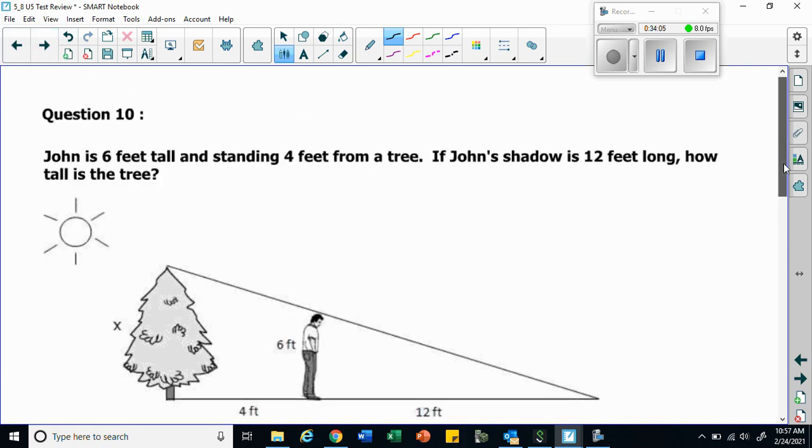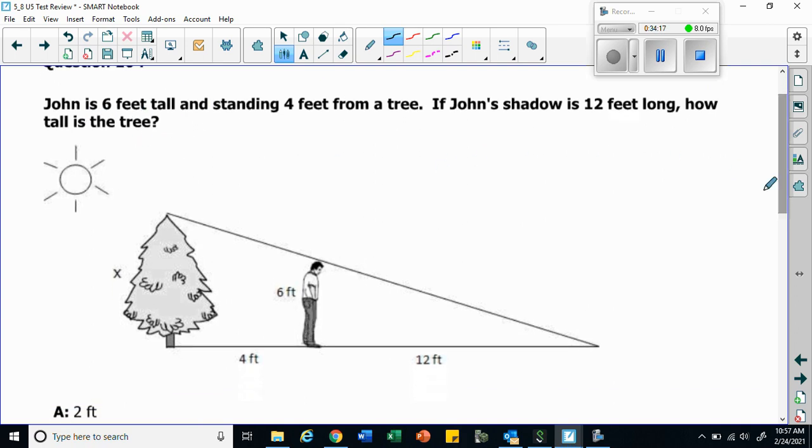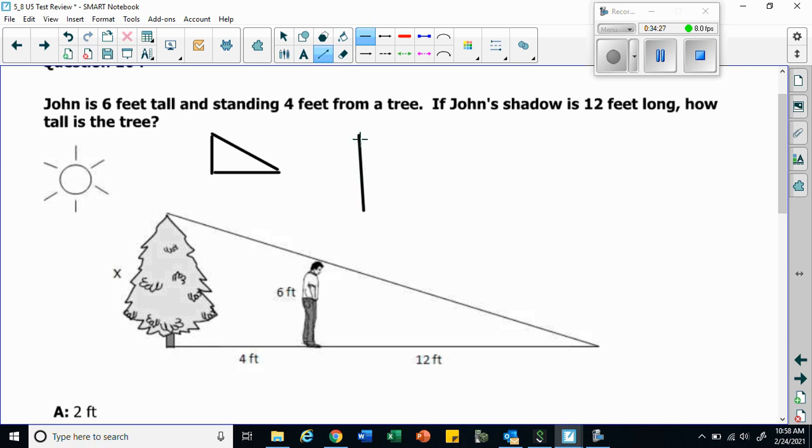Question number 10. So it says, John is 6 feet tall and standing 4 feet from a tree. If John's shadow is 12 feet long, how tall is the tree? So there's 2 different triangles here. All right, and I'm going to show you. I'm going to do the small triangle here, and then I'm going to do the large triangle here. And like that. Hold on.